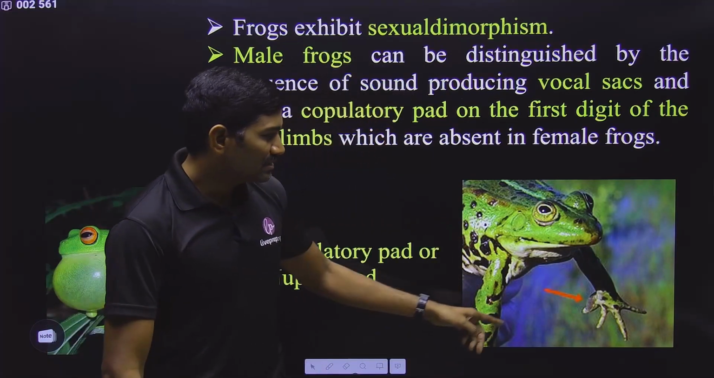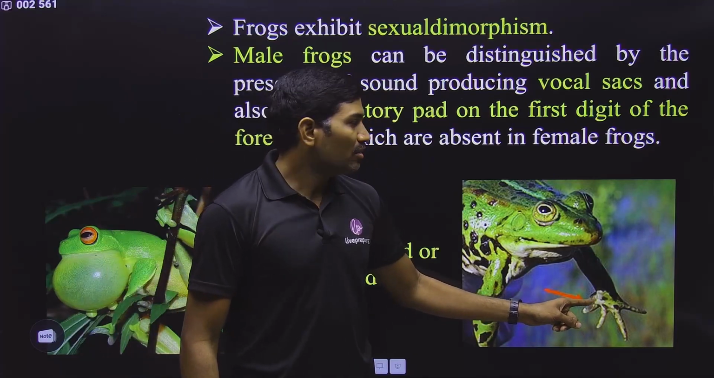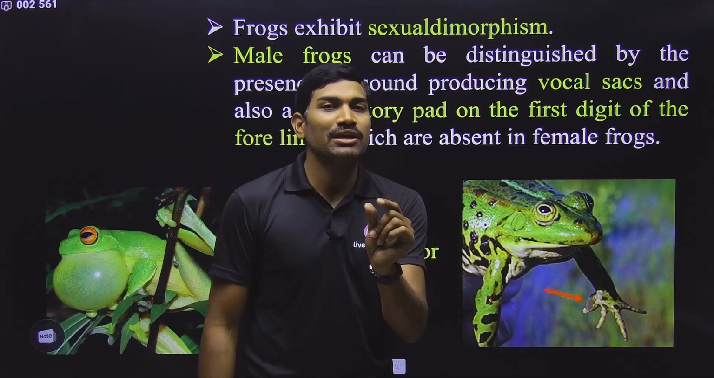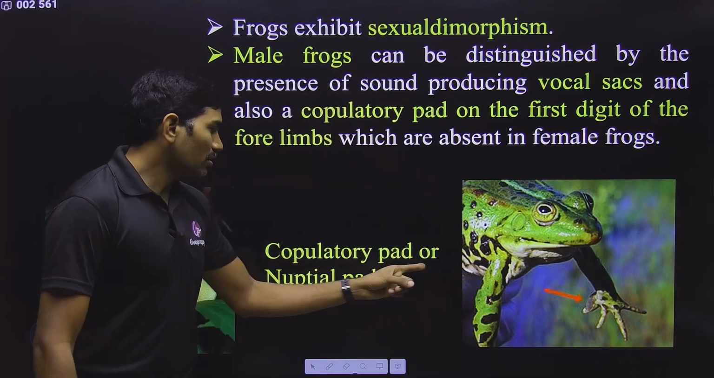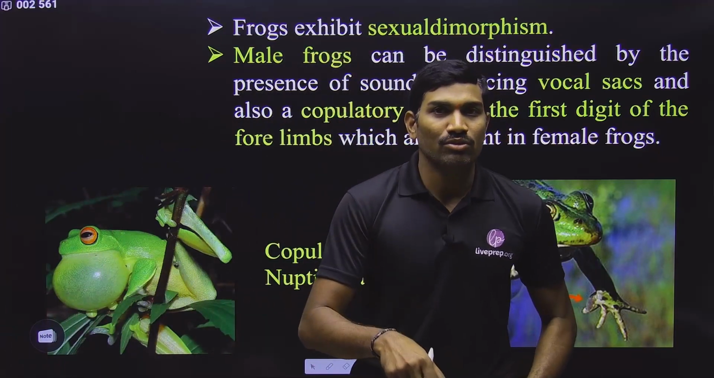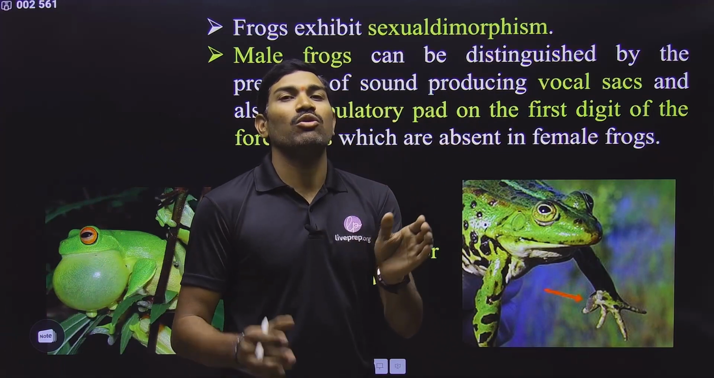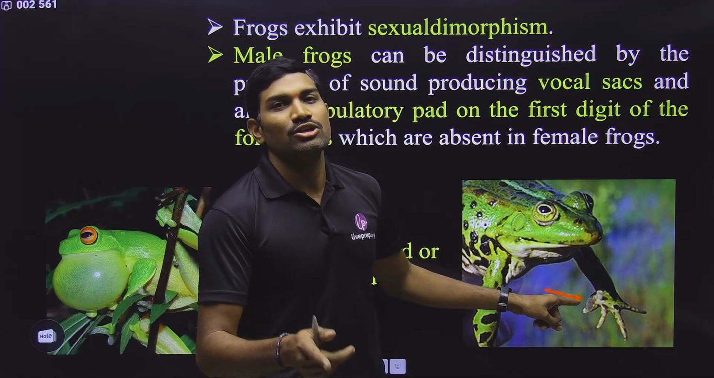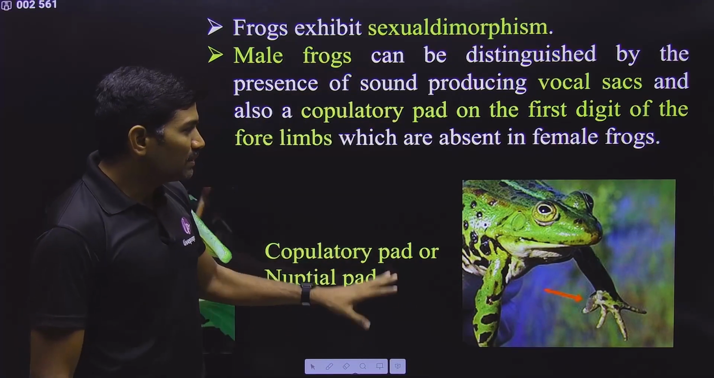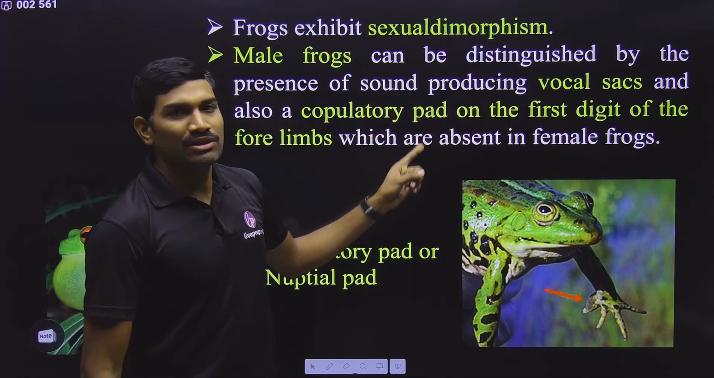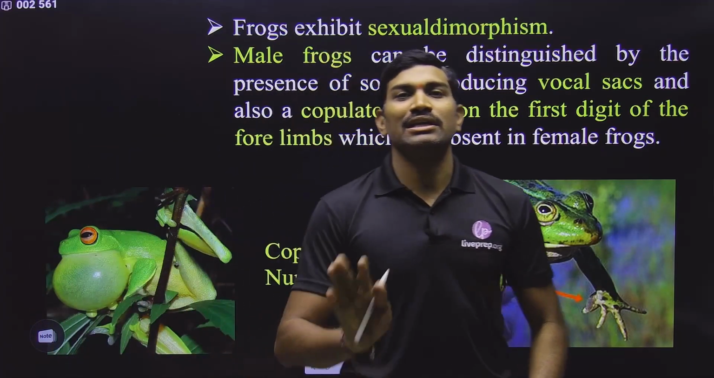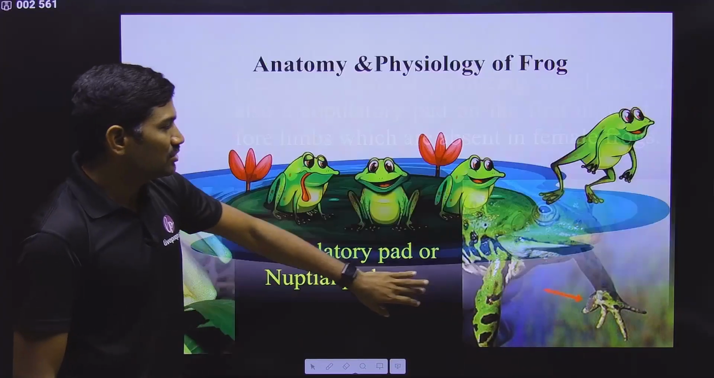The second most important point is the presence of a nuptial pad on the first digit of the forelimb. On the first digit of the forelimb there is a small pad. This is called a nuptial pad, also called a copulatory pad. Why is it called a copulatory pad or nuptial pad? Because during sexual intercourse, this copulatory pad helps in holding the female individual. It is present only on the male, so that the male is able to hold the female during copulation. Understood? Please remember, we studied two things here: the presence of the vocal sac, and the presence of the copulatory pad or nuptial pad. We study both of these in the male individual only. These are not present in the female individual. So please remember these two important differences.